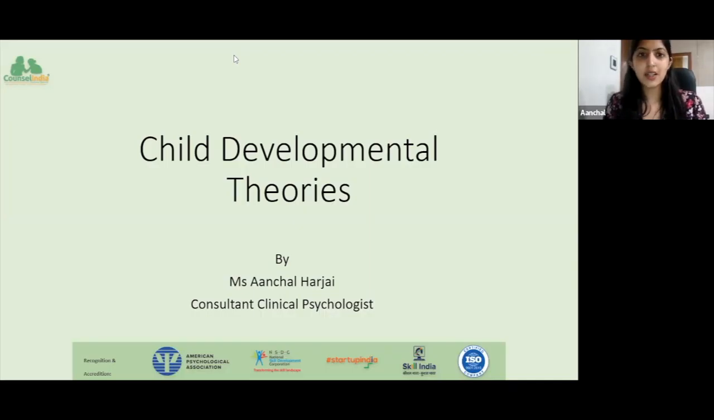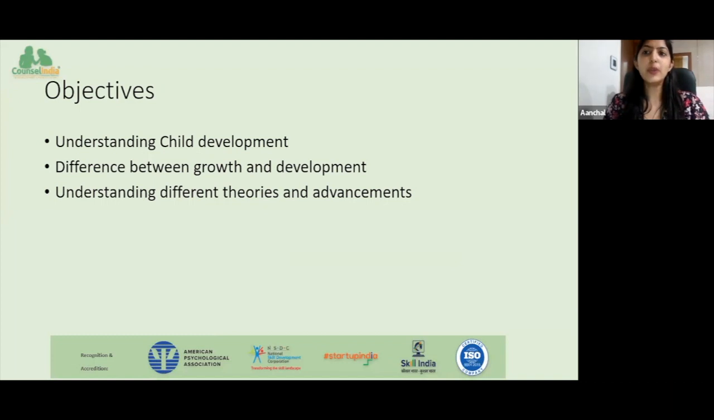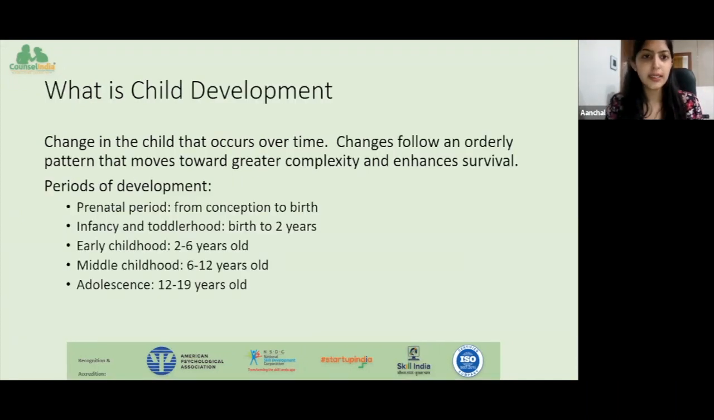Okay, so let us start with child developmental theories. Let's start with a very basic aspect of what we will be covering in this particular topic. We'll be understanding what development is, what child development is, what the difference between growth and development is, and what the different theories of development are. I think there are four theories that we'll be discussing in our session today. As we go ahead, I'll keep on explaining the different theoretical viewpoints to you.